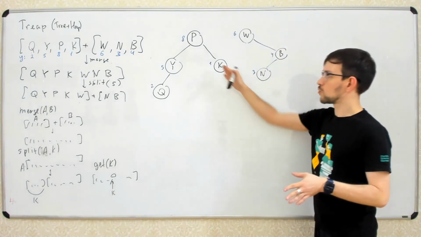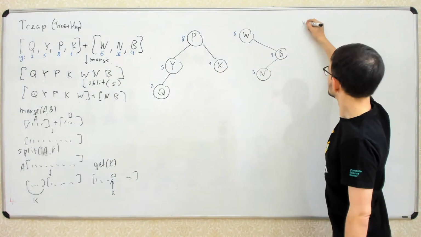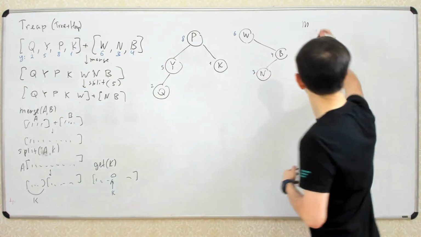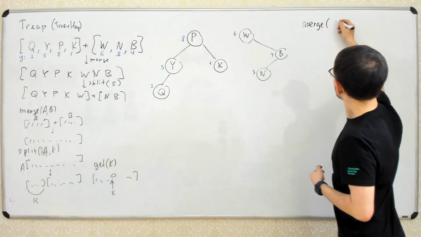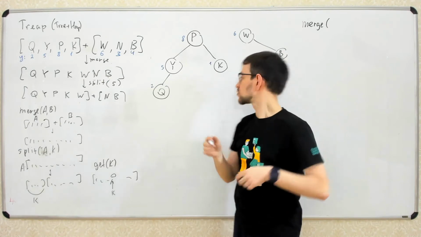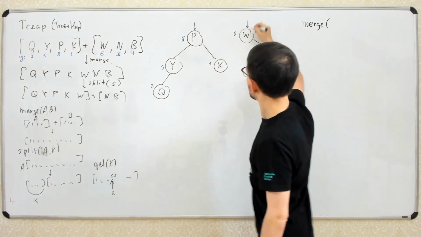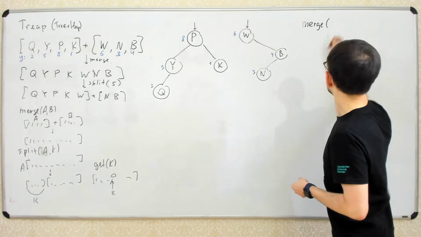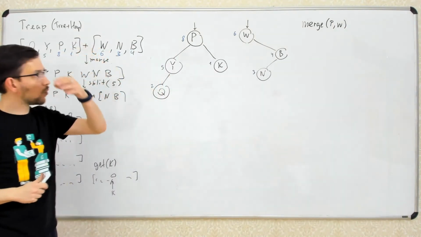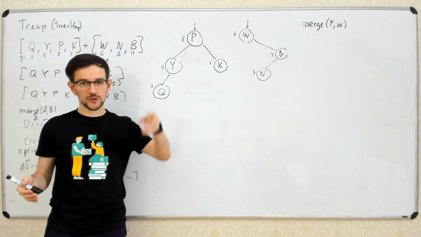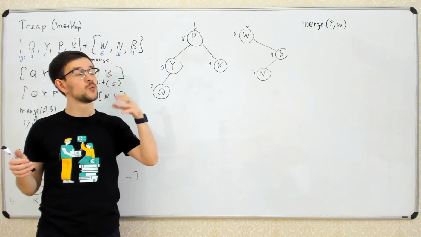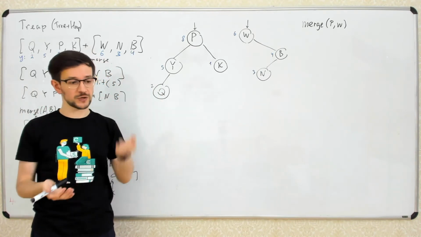Now, what happens when you want to merge these two trees? So you merge trees. Again, each tree is specified by the root of this tree. So you pick these two roots and call the merge operation of these two roots. So you merge p and w. What happens when you merge two trees? You look at the roots of these trees and check which element should be the root of this big tree.